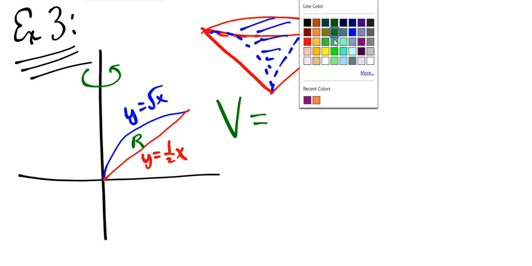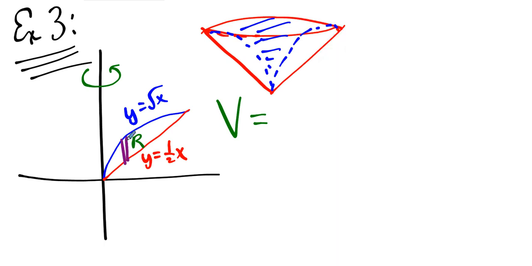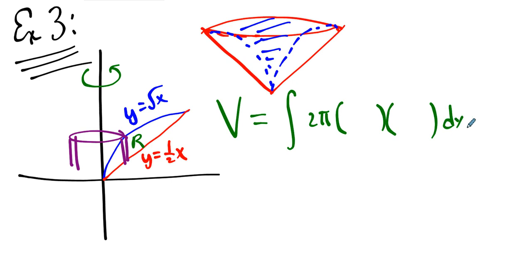Well, our slices are parallel to the axis of rotation, so they are paper towel rolls, and so we can use the method of cylindrical shells. That's the integral of 2 pi radius, height, thickness. The radius of the paper towel roll goes from 0 to whatever this x value is. The radius is the x value.